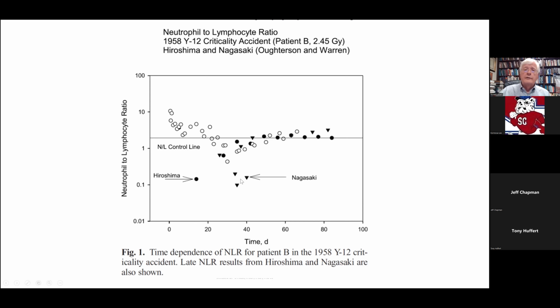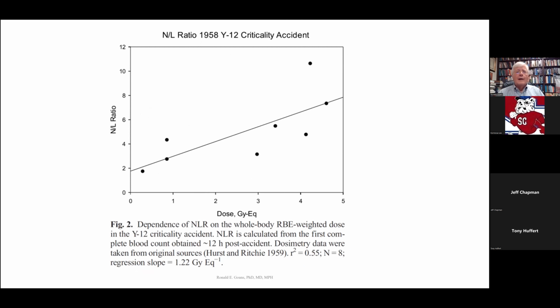And you can see that the Hiroshima and Nagasaki data is under controls from about 20 to 40 days. And then it pretty much hits our control line. So it's reassuring that their data from 1945 hits our controls now. Now, in looking at the Y12 accident, we plotted it as a function of dose equivalent. There is some evidence that the neutrophil lymphocyte ratio is linear with dose, and so we have a reasonable linear fit here. R squared's about 0.55. It's not great, but it's reasonable.